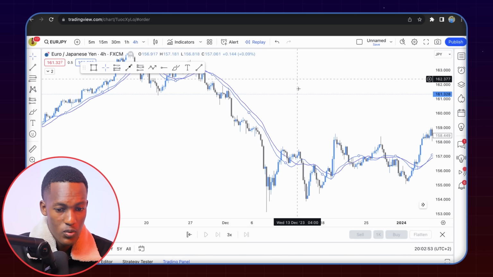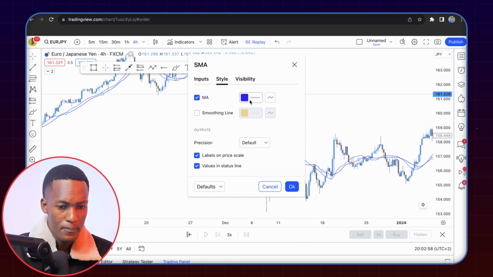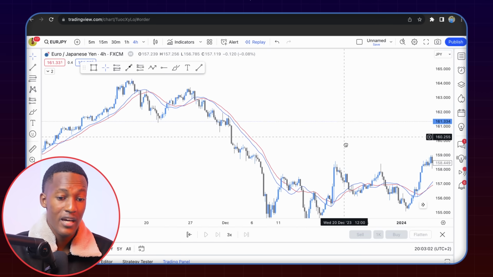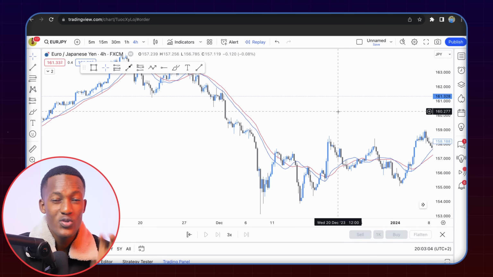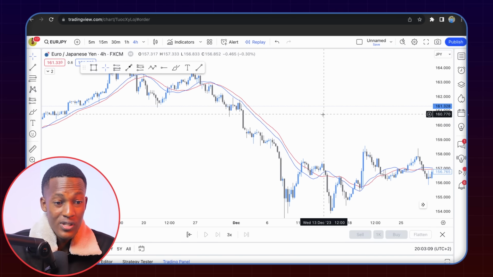Then I'm just going to go ahead and change its color. Oops, this is the 20. I'm just going to change its color to something like red, okay, so we can differentiate them. Now, perfect. Now you guys can see we have two moving averages. Now, what must you look out for?